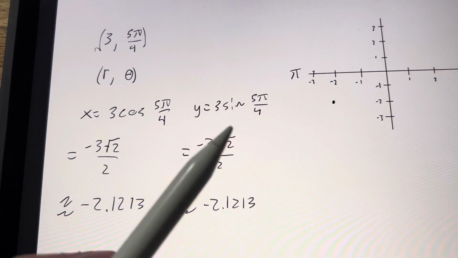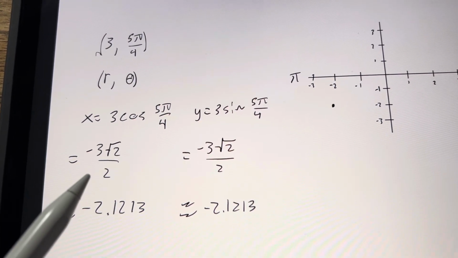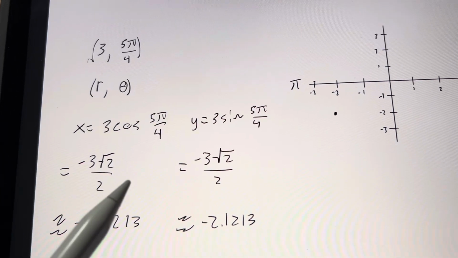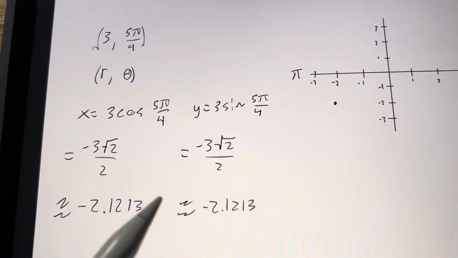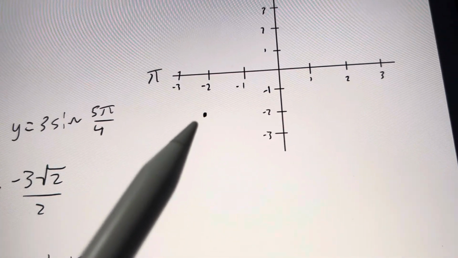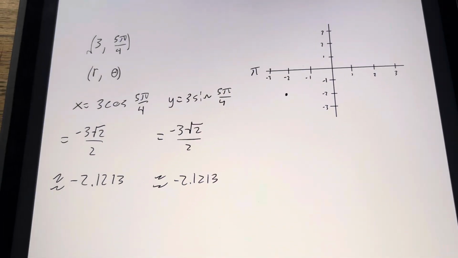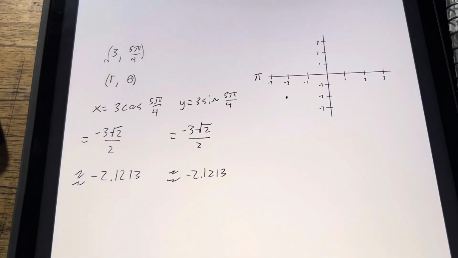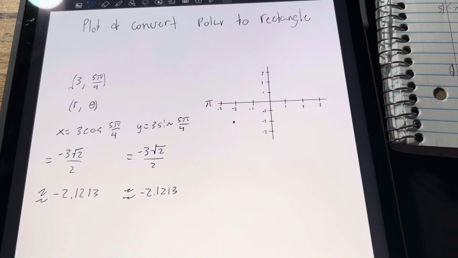And both of these answers give us -3 square root 2 over 2. And then that gives us this exact coordinate. So you can see that's the more accurate plotting. And that is how you convert polar to rectangular.